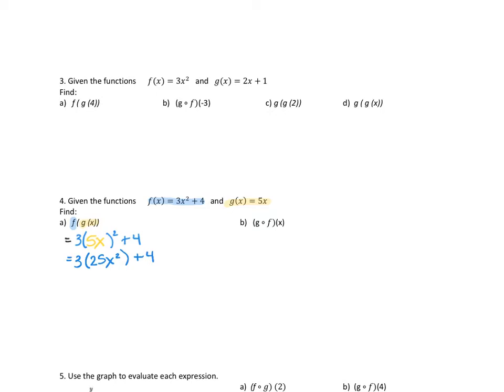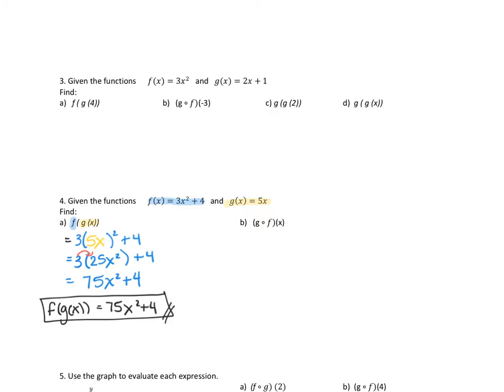And then I get to multiply in the 3 times the 25. And that's going to get us 75x squared plus 4. And that's as far as we can simplify down. So we have f of g of x is equal to 75x squared plus 4. And that's our final answer. So, going back to problem 3, there is a few different ways you can do this.